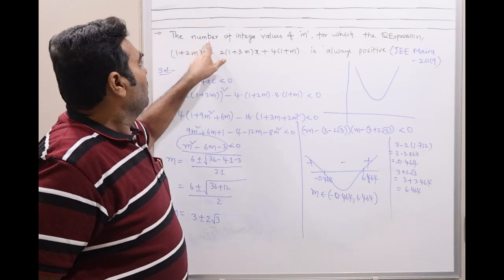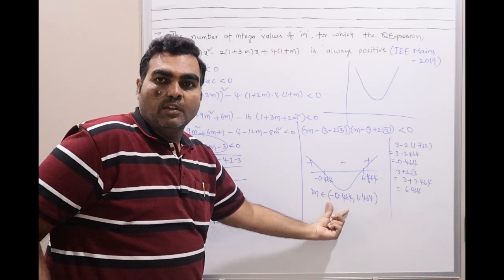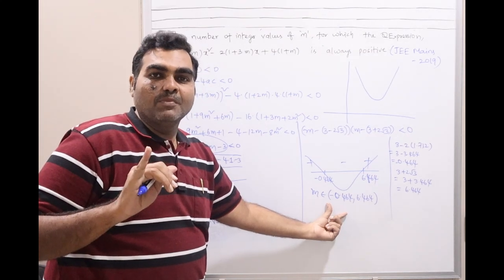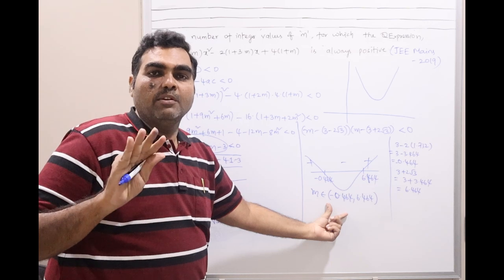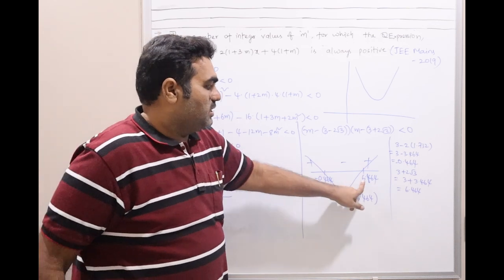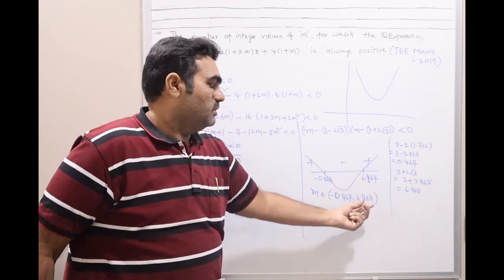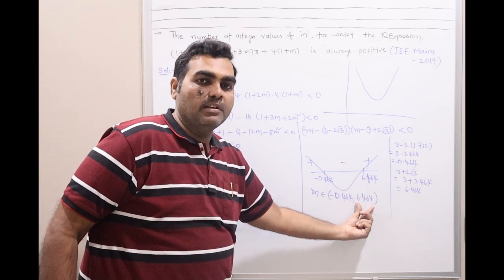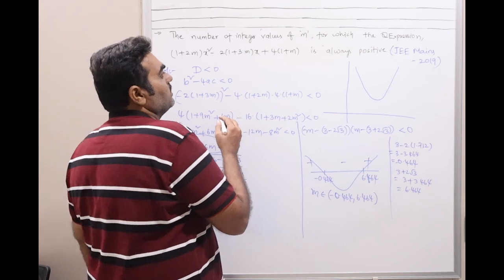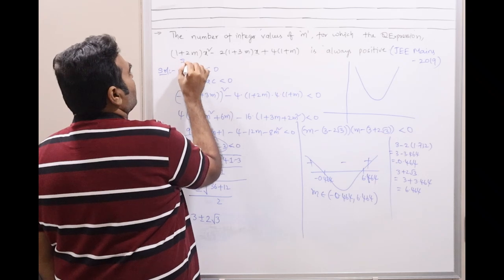Now he is asking for the number of integer values of m. So what are the integers we have here? Above −0.464 the immediate integer is 0, 1, 2, 3, 4, 5, 6, right? After 6 we have decimals, so we need to consider up to 6 only. Up to 6.464 we need to consider. So we have integer values from 0 to 6, total 7 values. So the answer is 7.